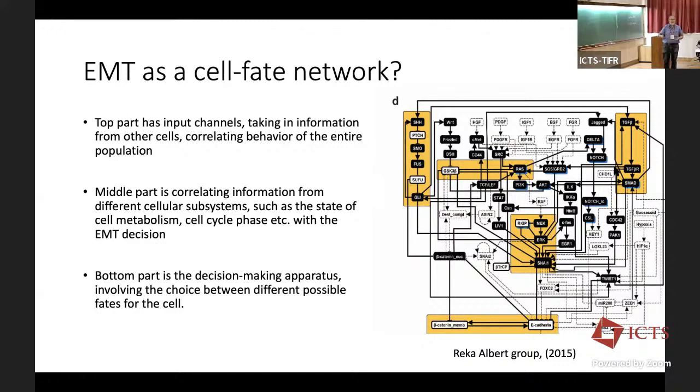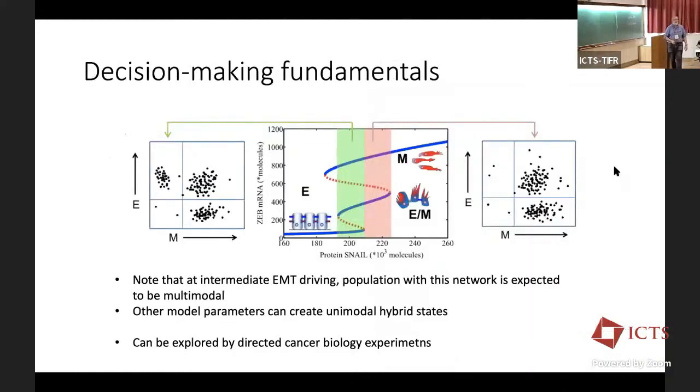And when you study these networks, you can figure out that there are different states, which we already knew, that there are states that are clearly epithelial, there are states that are clearly mesenchymal. And the other thing we discovered, of course, is that there are states that we now call hybrid states. So here is a picture of what a hybrid state looks like.